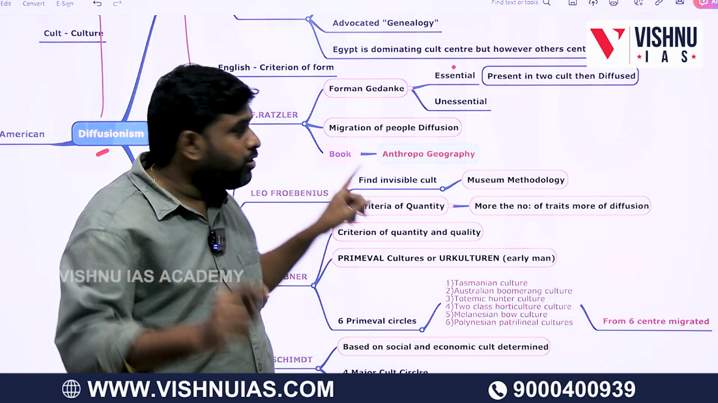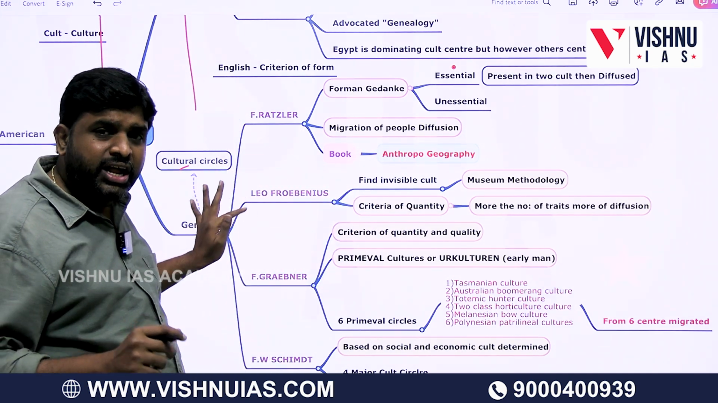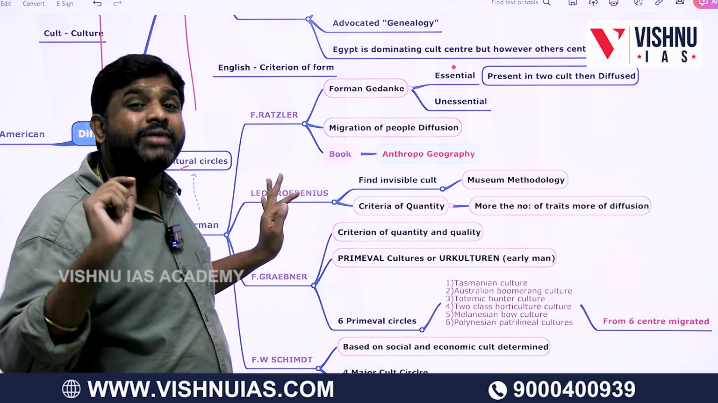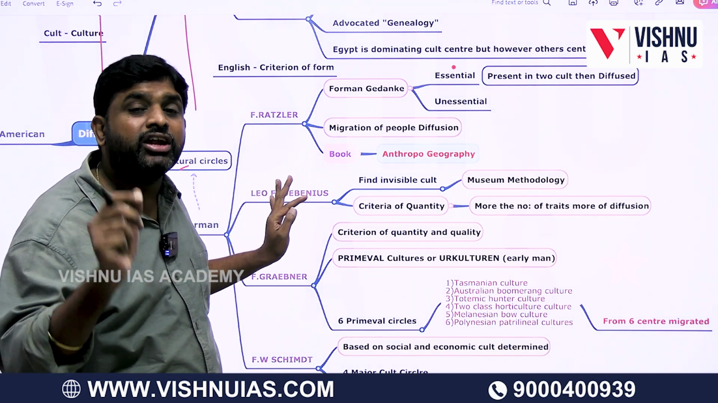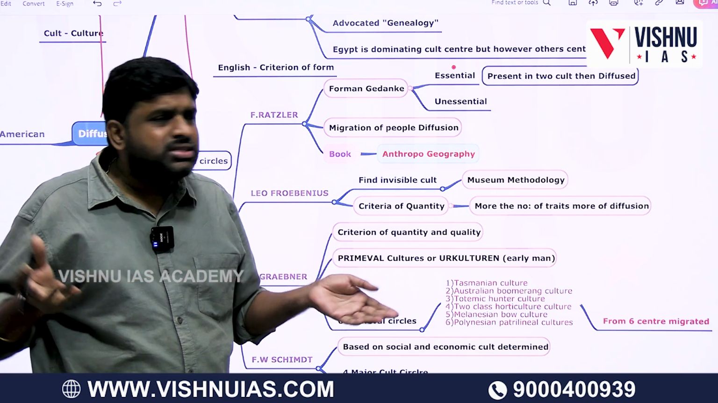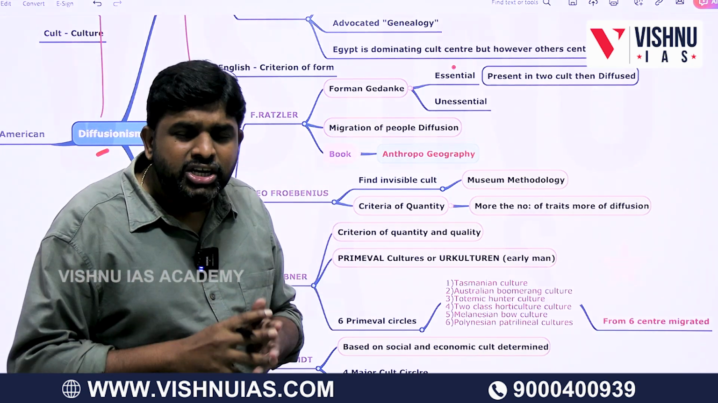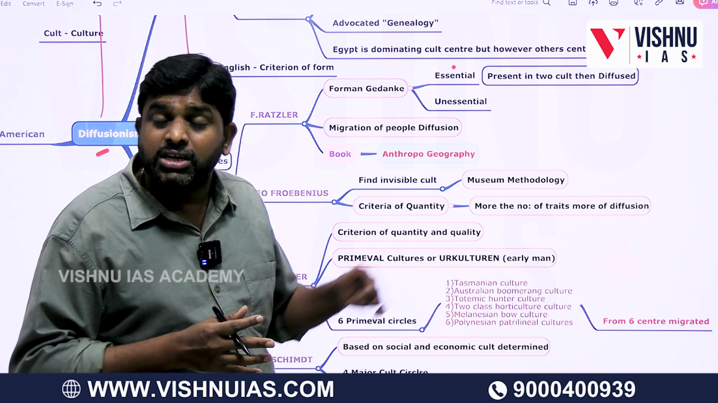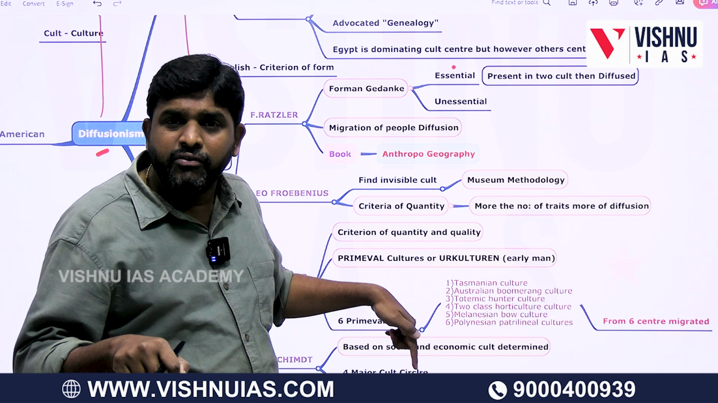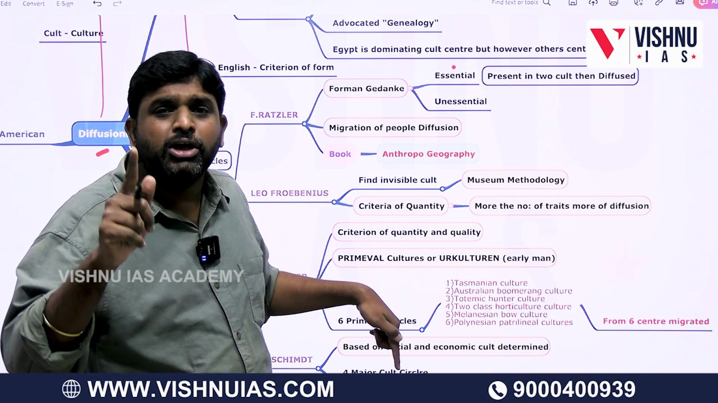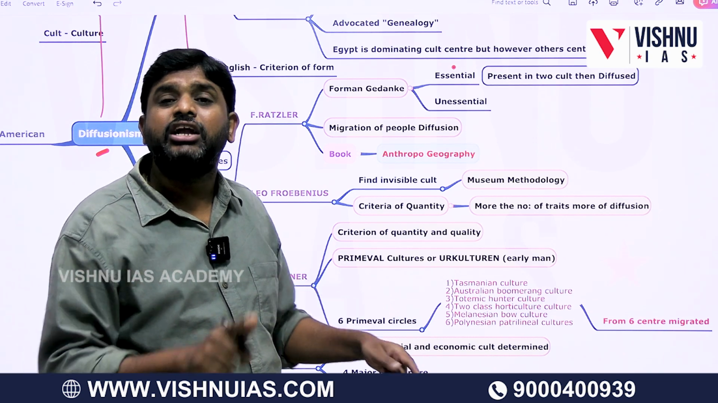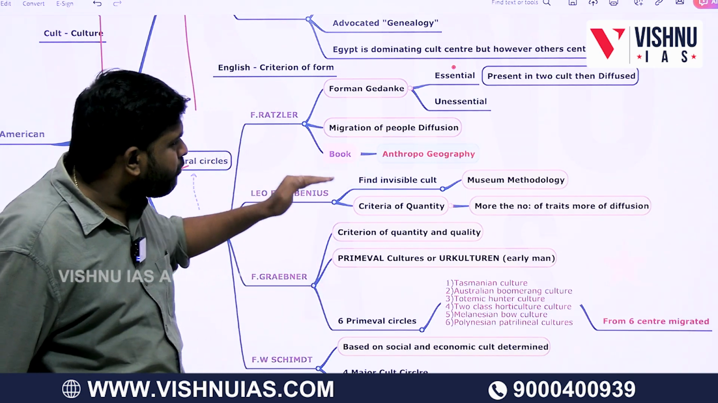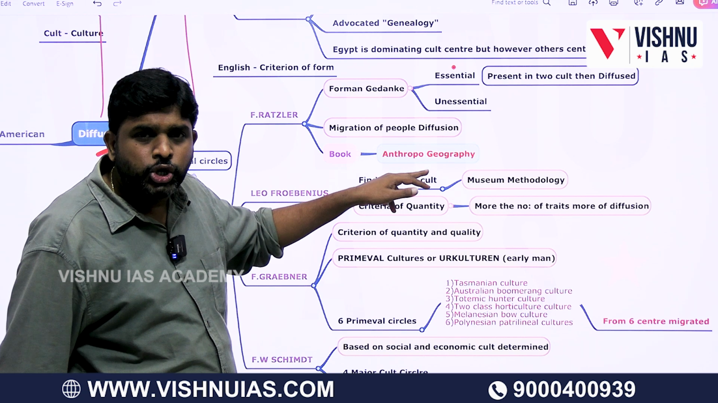It is the main factor Ratzel believed, not only Ratzel, the complete German school of anthropologists believed that migration is the sole reason for the diffusion. British also believed migrations are the sole reasons, whereas Germans also believed that migration is the sole reason. But the American school of diffusion believes that it is not because of migration that diffusion will happen, it is because of geographical proximity that diffusion will happen. So migration of people. The most famous book is Anthropogeographie.